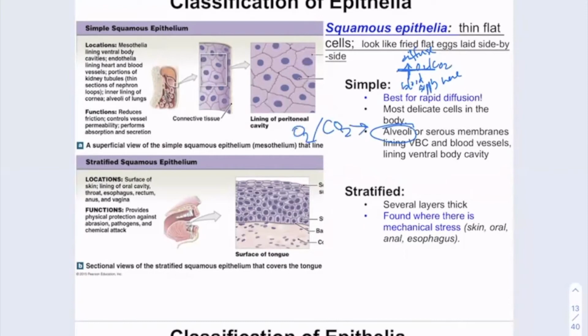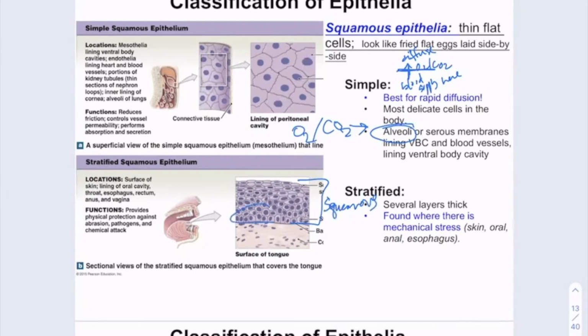So you find simple squamous in the lungs, or lining your blood vessels, especially the capillaries, when things have to get through the capillaries and back in a fast manner. Now, if you want to have a thick barrier, you are going to have stratified. So all of these cells right here are squamous.